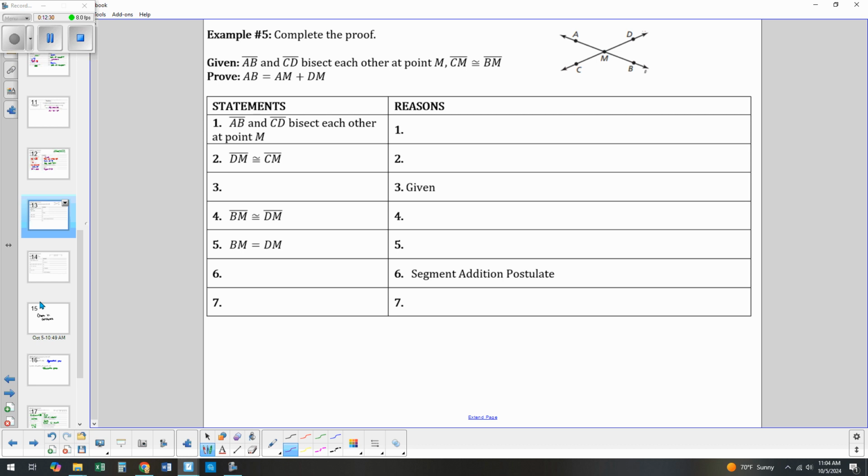One more example to do together. So in number 1, I'm given that AB and CD bisect each other at point M. And I see step 3 also says given. So that's going to be segment CM congruent to segment BM. And I know the very last line should be AB equals AM plus DM. So now let's try our proof.